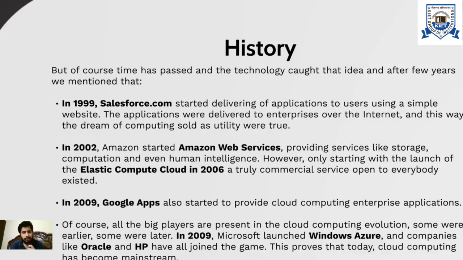Right. In 2002, AWS, Amazon Web Services, was started. But in 2006, it was actually made viable for the general public. So basically, they made their commercial service version open to the public in 2006. Now, in AWS, they started providing services like storage, computation, and even human intelligence, right?